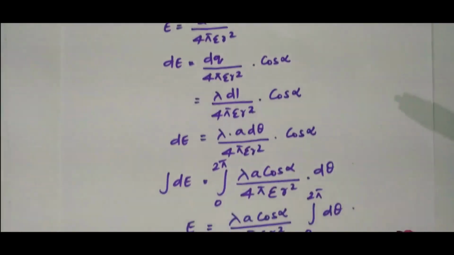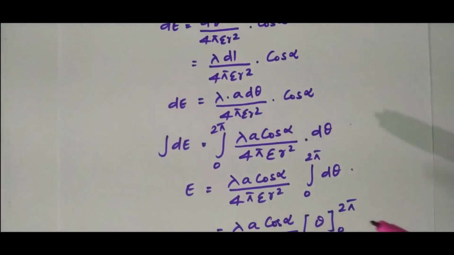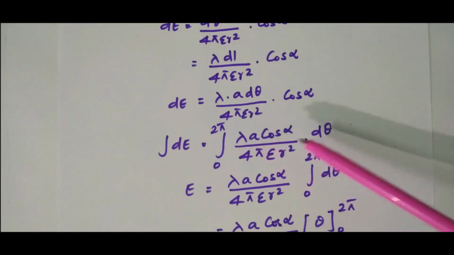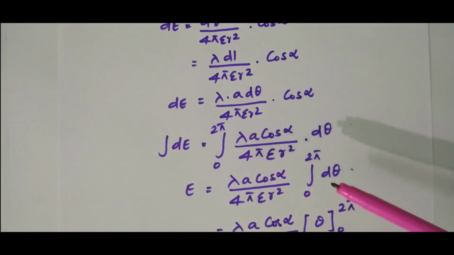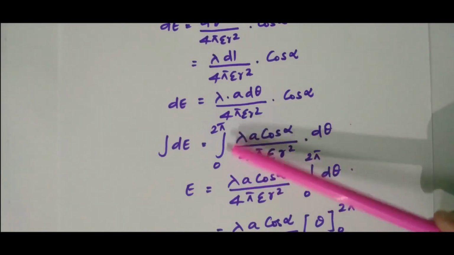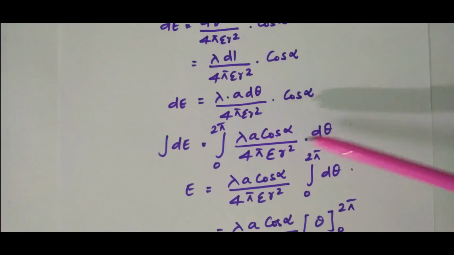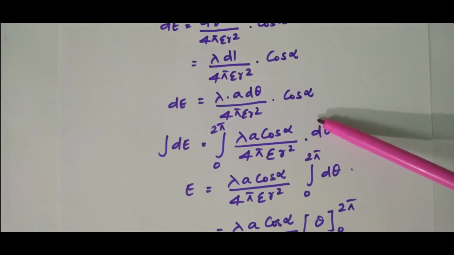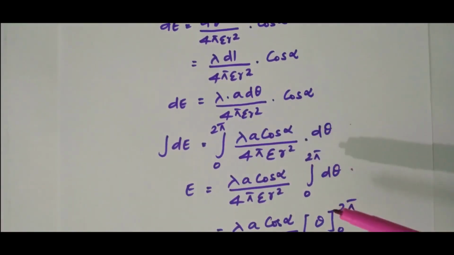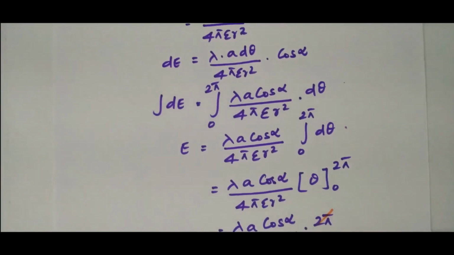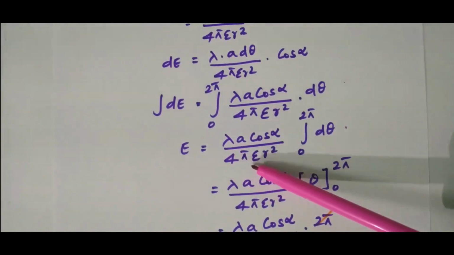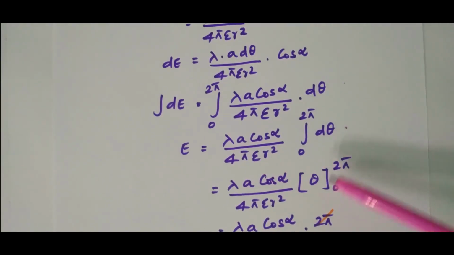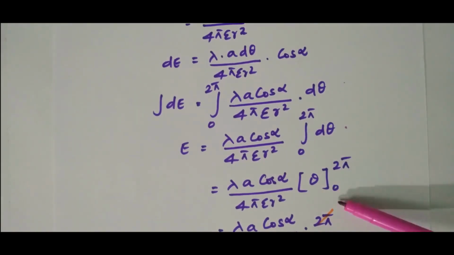By integrating on both sides, we will get the total electric field. So integral dE equals integral lambda a cos alpha d theta divided by 4 pi epsilon r square. What is the limit? 0 to 2 pi, that is 360 degrees. This d theta varies from 0 to 360 degree rotation of the circle, because of the ring. In this, lambda a cos alpha divided by 4 pi epsilon r square is constant. Only d theta remains, so the integral of d theta is theta. We have to substitute the limit 0 to 2 pi.